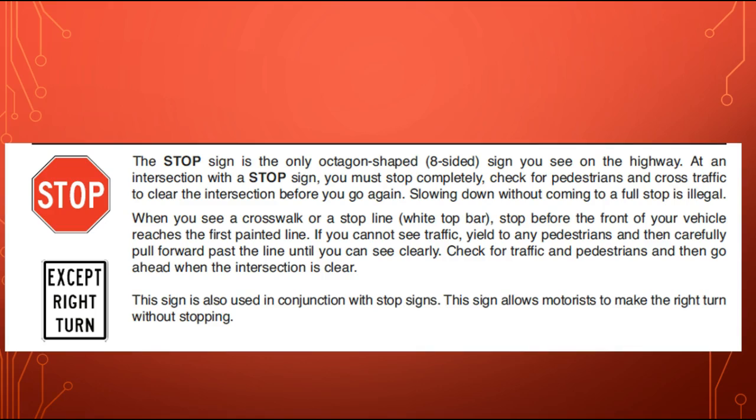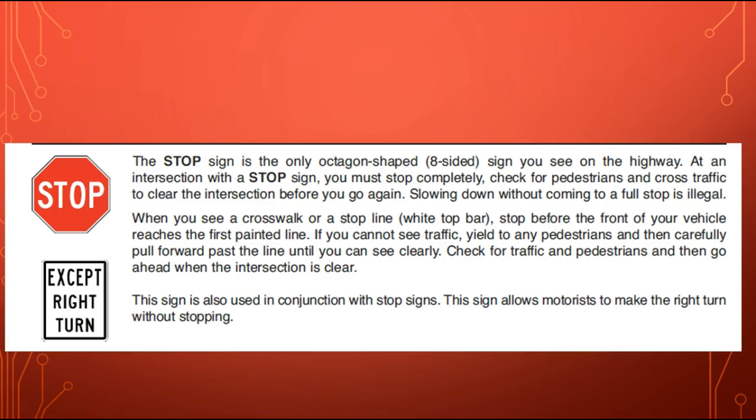The stop sign is the only octagon-shaped or eight-sided sign you will see on a highway. At an intersection with a stop sign, you must stop completely, check for pedestrians, and cross traffic to clear the intersection before you can go again. Slowing down without coming to a full stop is illegal.